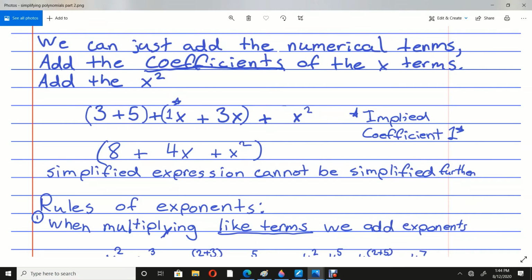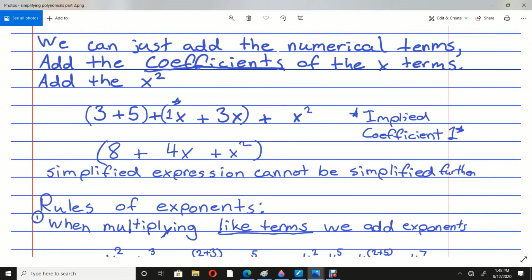So you can see right here, I did it in parentheses. 3 plus 5 plus 1x. Remember, I put a little star above there. There's an implied coefficient of 1 in front of x, just like we talked about. If there isn't a number in front of the variable, it doesn't mean it doesn't have a coefficient. It's an implied coefficient of 1. So we have 1x plus 3x in parentheses, since those are common terms, plus x squared, which is all by itself. We can add 3 plus 5 to get us 8. That's our numerical value, plus 1x plus 3x gets us 4x plus x squared.